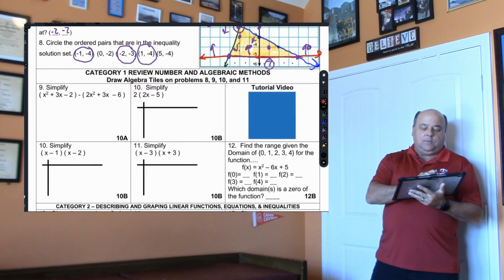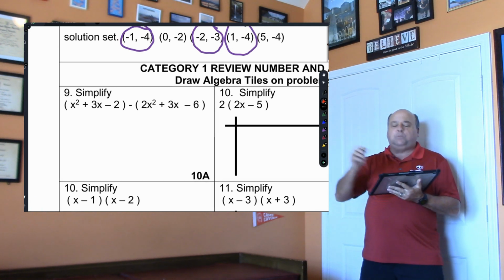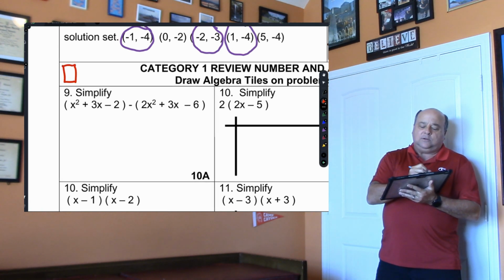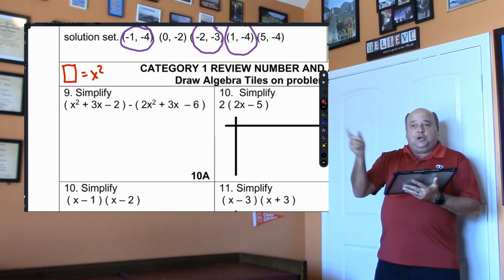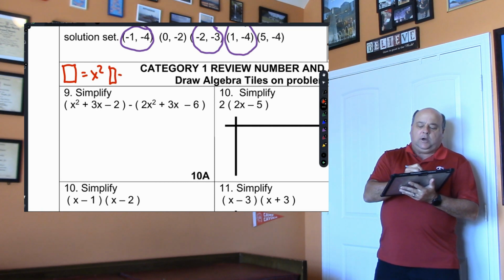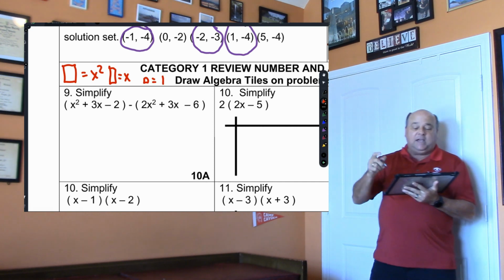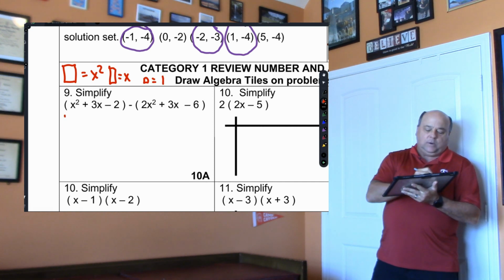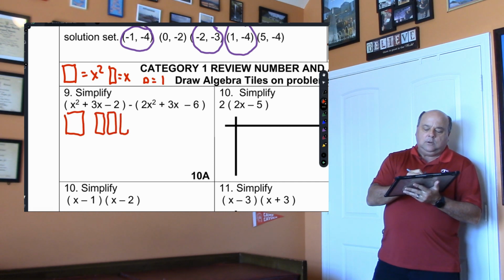Let's keep going. Number 9. Remember, on these problems, I want you to draw these. A big square is x squared, a rectangle is x, and a little square is a 1. So we have x squared plus 3x minus 2. We have one big square, 3 rectangles, and 2 shaded squares.